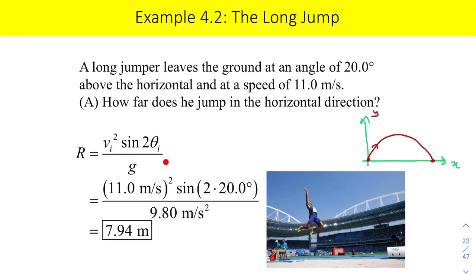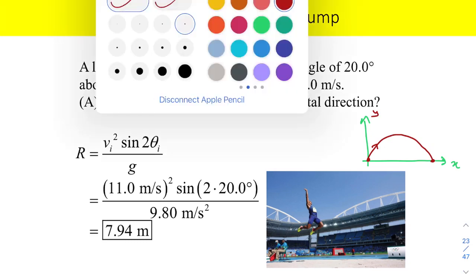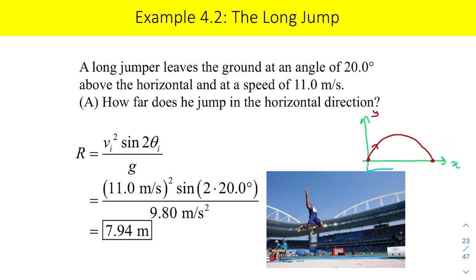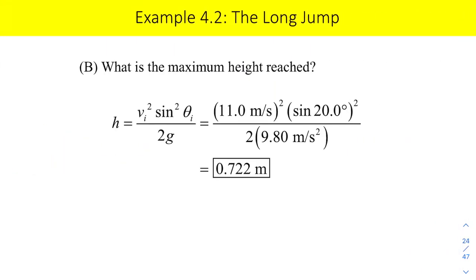So the formula that we derived just now is this one. Substitute every single thing. Okay. Then you will get 7.94 meters in terms of X. Where is this one? It's here. 7.94 meters. That's the meaning. Okay, part B. What is the maximum height reached? Maximum height. Okay, this is the formula. Where is the maximum height?